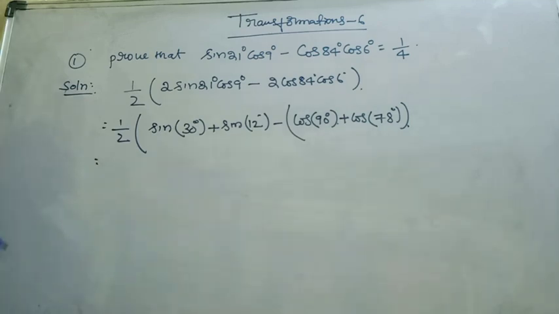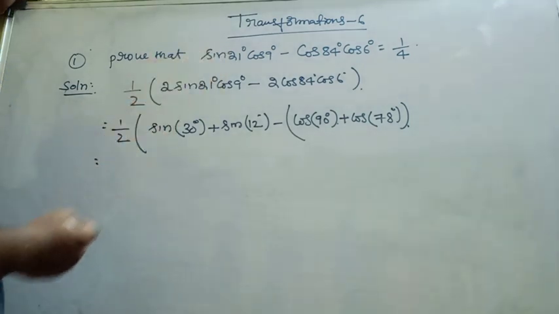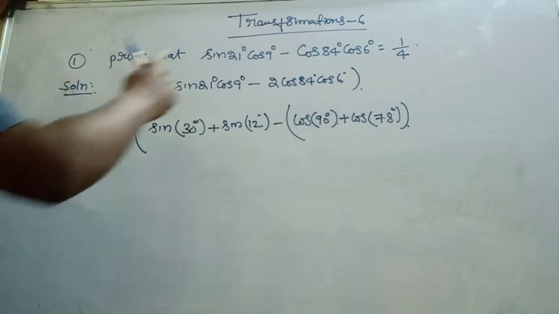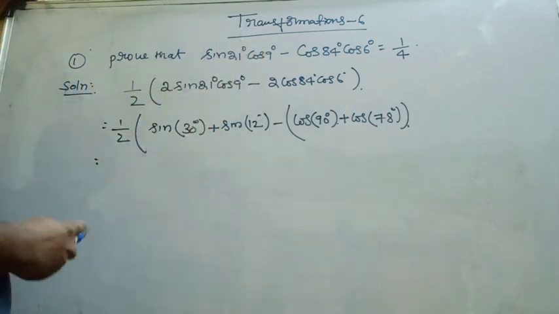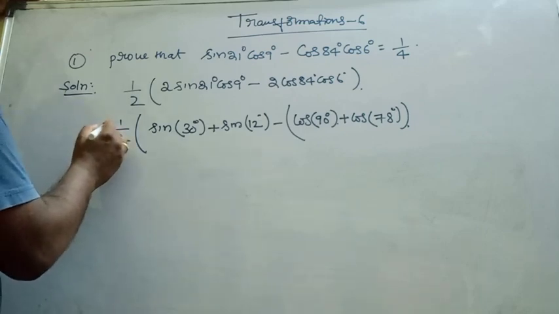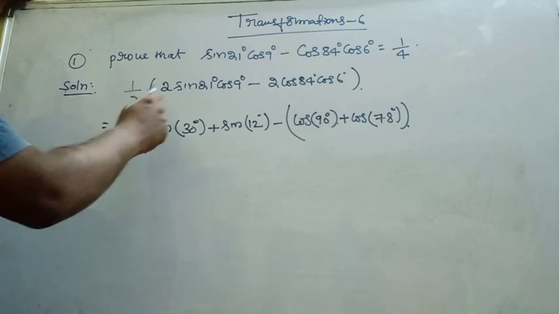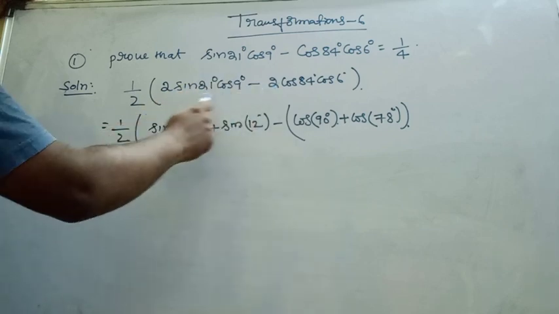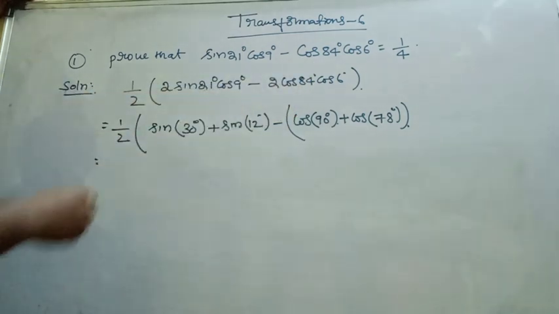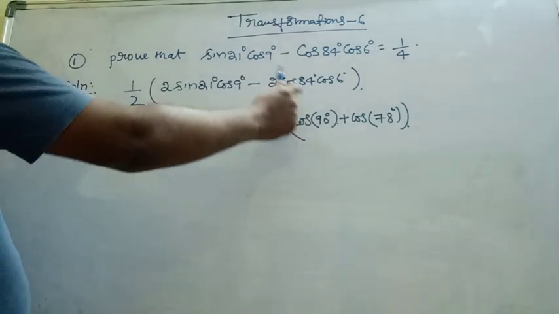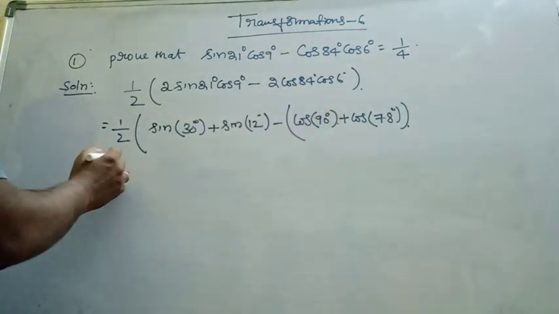See, we have this problem. Prove that sin 21 cos 9 minus cos 84 cos 6 is equal to 1 by 4. We multiplied and divided by 2 and applied 2 sin A cos B, and here 2 cos A cos B. This is now 1 by 2 into sin A plus B plus sin A minus B, minus cos A plus B plus cos A minus B.